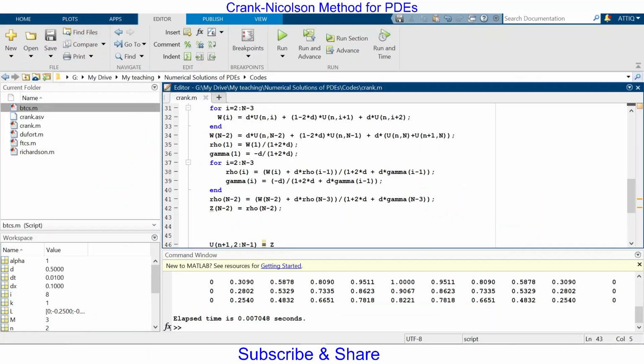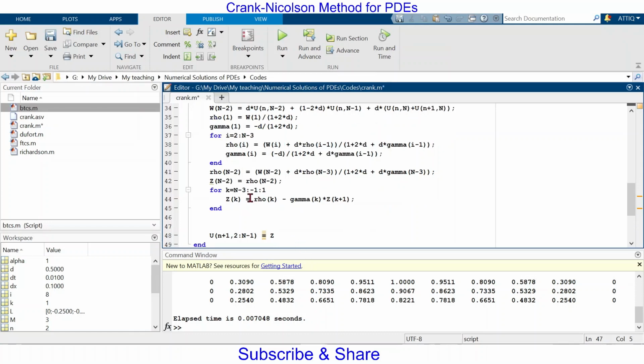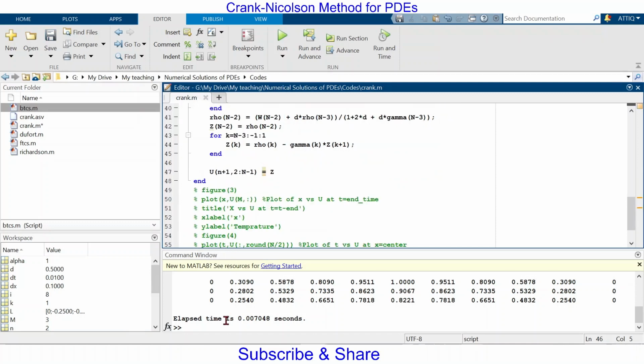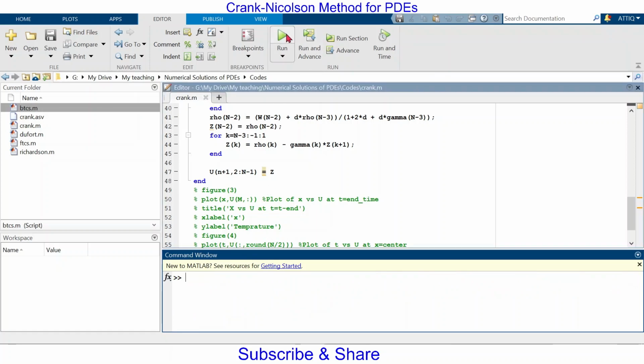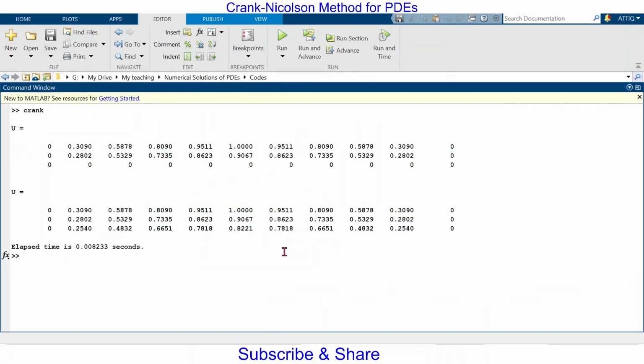So how we will write this? Of course, we will be using loop for it, and it will be something like this. For k varies from n minus 3 to 1 with a backward step, and z kth will be row kth minus gamma kth times z k plus 1, and we will be again storing this z into that row of the u. Okay, let's clear the screen again and now run this code, and again the results are same.